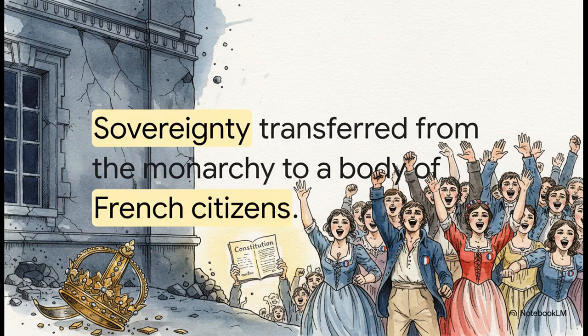The revolutionaries literally transferred sovereignty, which, by the way, is just a formal word for the ultimate power and authority to rule, away from the monarchy and directly to a body of French citizens. They stood up and proclaimed that from now on, it was the people who would constitute the nation and shape its destiny. They essentially took the power right out of the palace and placed it squarely into the hands of the public.